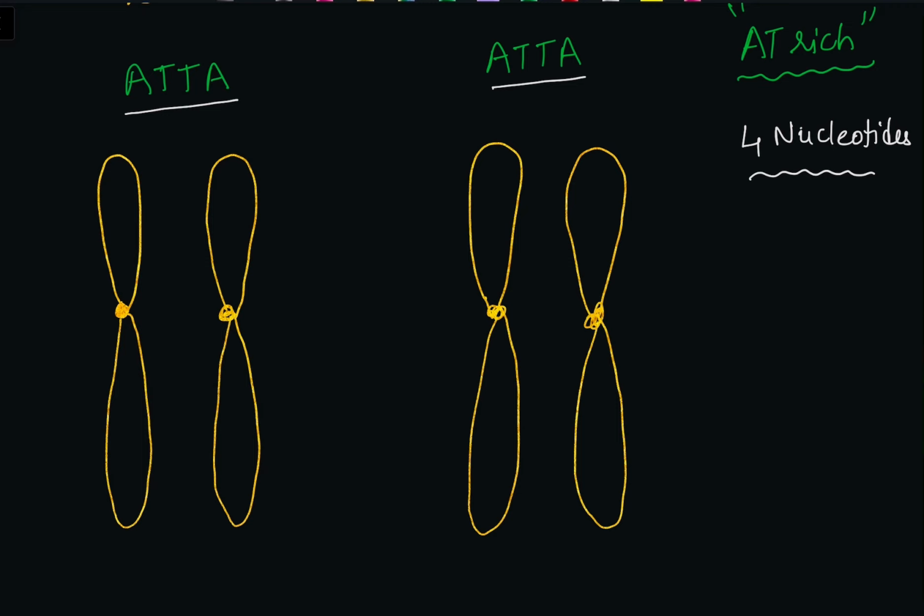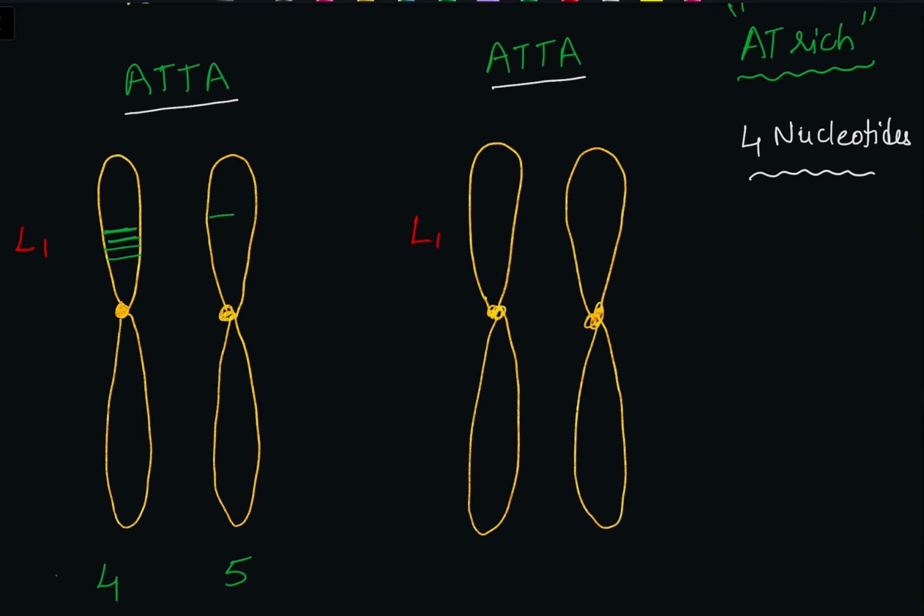Now the locus we are talking about is L1. This is the L1 locus. Here also, L1 locus. At the L1 locus the repeat is ATTA, right? How many times is it repeated? In this case it is repeated 4 times: 1, 2, 3, 4. And on the second homologous chromosome it is repeated 5 times.